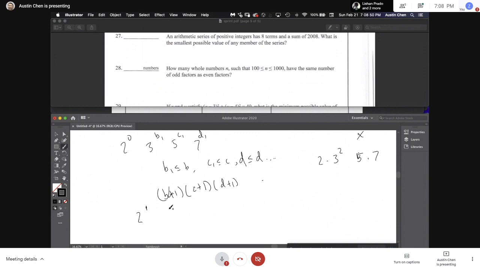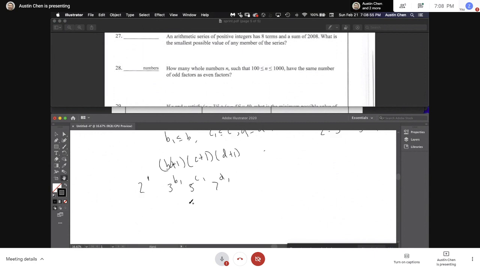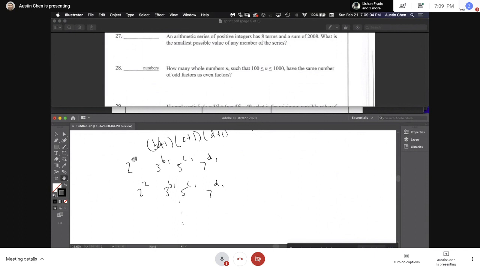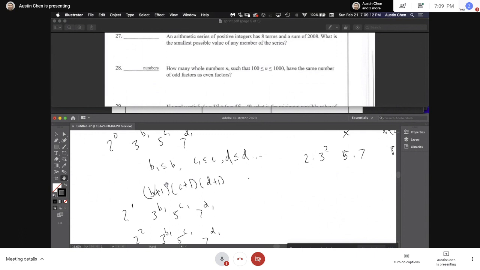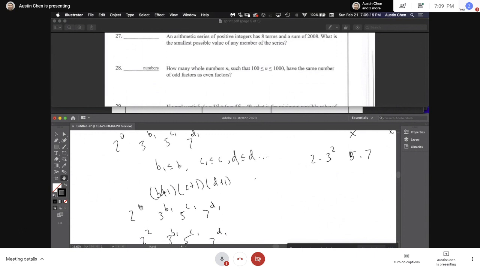So we can have it as 2 to the 1, and then we have 3 to the b1, 5 to the c1, 7 to the d1. But we can also have it as 2 squared, 3 to the b1, 5 to the c1, 7 to the d1. And we can have this go on. As long as we have at least one power of 2 in our thing, we will have an even factor of our n. But if we take our 2 to the first case, and then we have whatever afterwards, this is going to result in the same number of factors as our odd factors with only 2 to the 0, right?